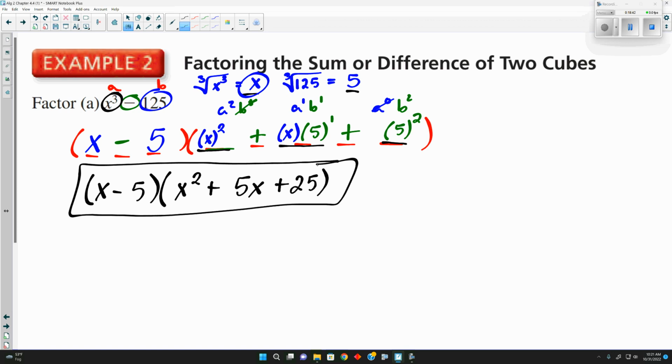Any questions on this so far? If we're solving this here, the x squared plus 5x plus 25 has complex solutions every single time. Every single time it will have complex solutions. It does not factor. Are you ready for the next one?